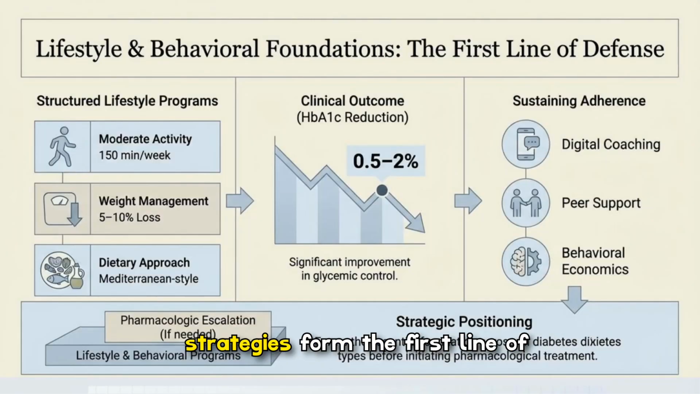Lifestyle and behavioral strategies form the first line of defense, using structured programs that combine moderate activity, about 150 minutes per week, weight management aiming for 5 to 10% loss, and Mediterranean-style dietary approaches. Digital coaching, peer support, and behavioral economics help sustain adherence, and these foundational interventions often reduce HbA1c by meaningful margins before pharmacologic escalation is considered.